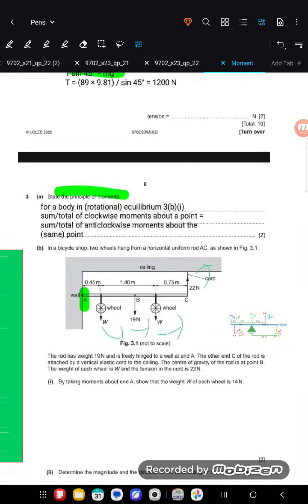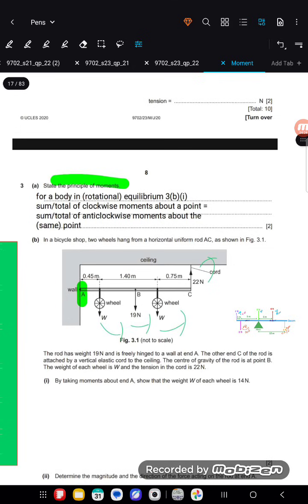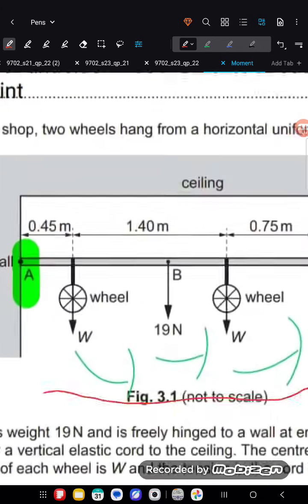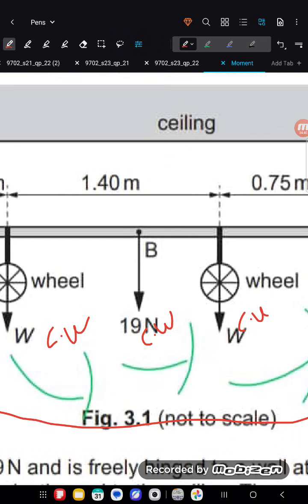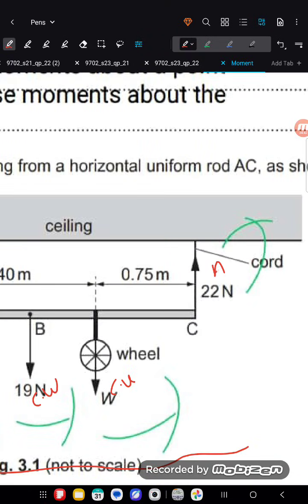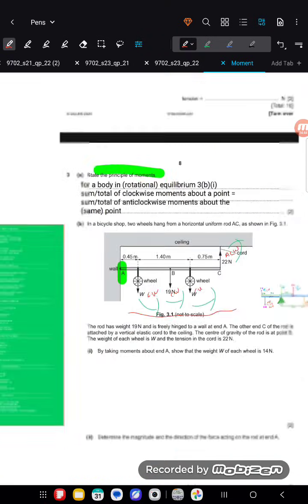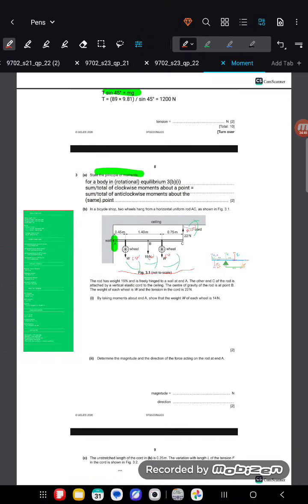Same for this also, the pivot is A. So all the forces are acting on the right side, so this downward force will be clockwise. This is clockwise, clockwise, clockwise, and this one will be anti-clockwise. Okay, then the distance is also given. Find it.